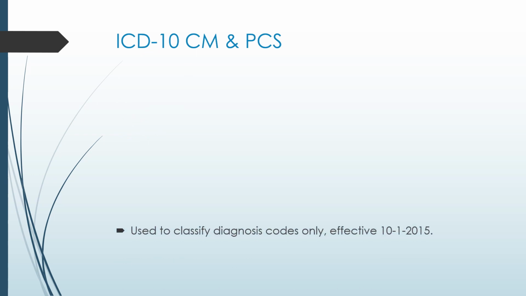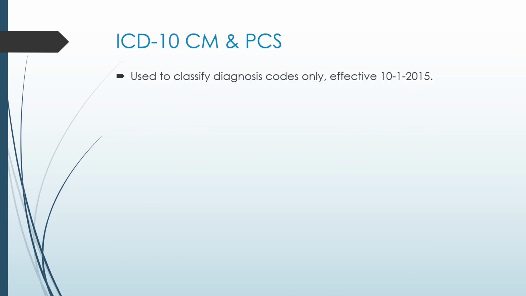ICD-10-CM and PCS. So ICD-10-CM is used to classify diagnosis codes and actually became effective in October of 2015. So it is still a relatively new coding system that we started using back in 2015, and it completely changed the landscape on how coders work.